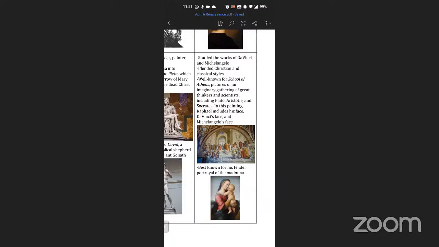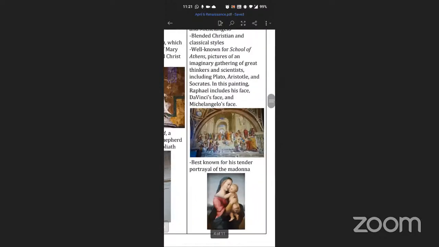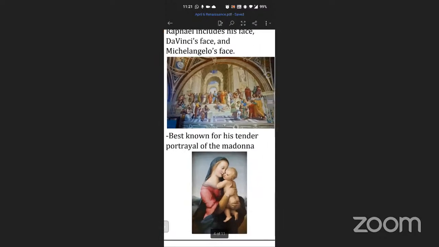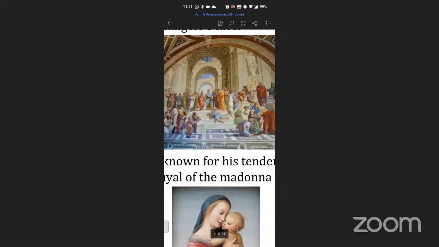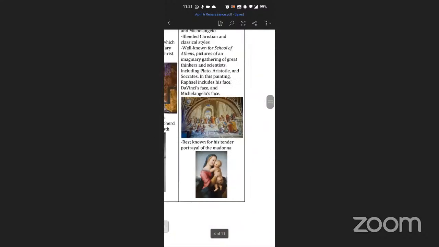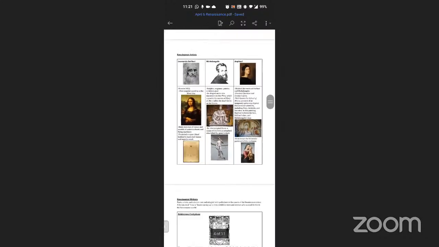He is best known for his tender portrait of the Madonna. This is the Madonna. So this was the Renaissance period.